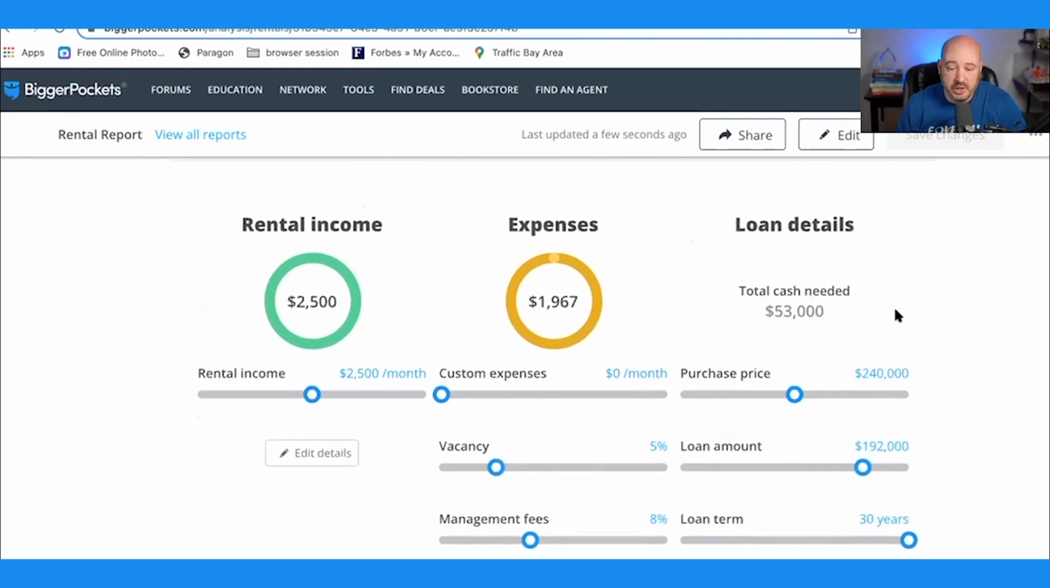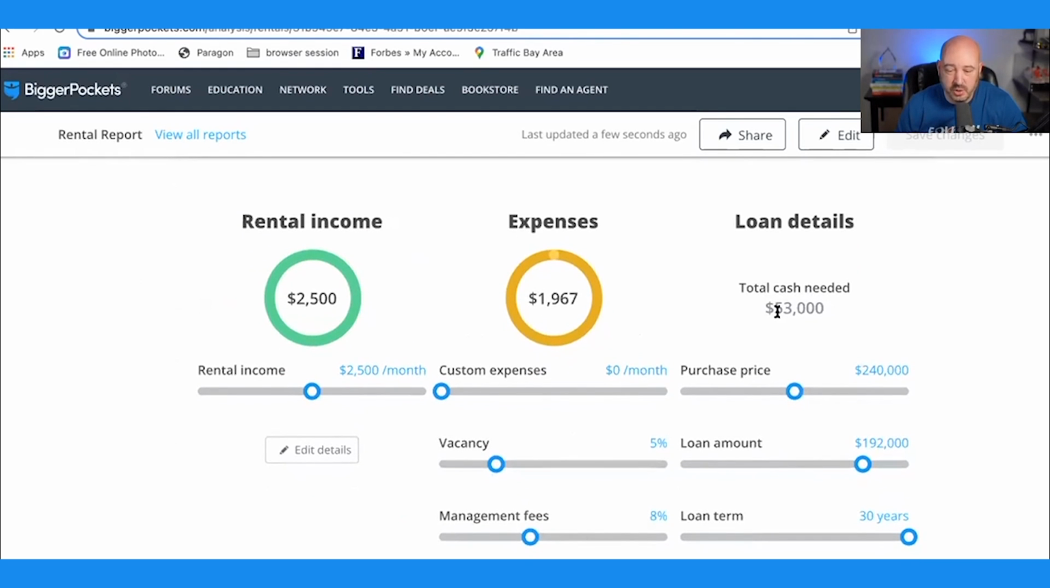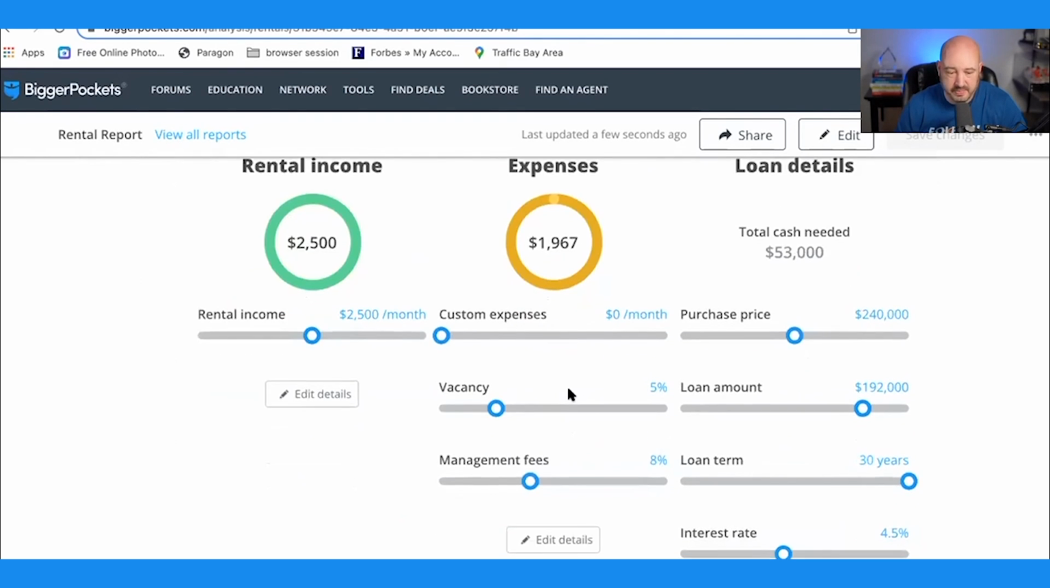The calculator is doing all the work for us. It's telling us we're going to need a total of $53,000 because that's going to be the down payment plus the closing costs that we're going to be having.